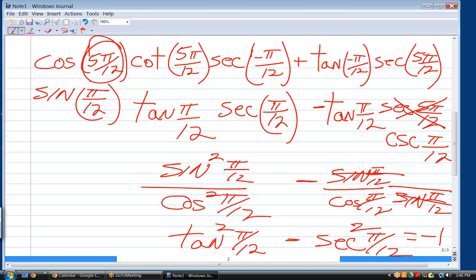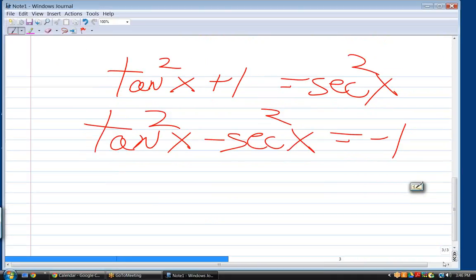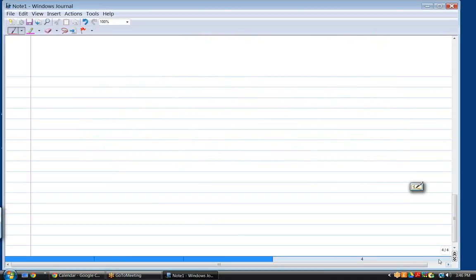No, not on these. Okay. It's possible that the final answer was tangent squared of pi over 12 minus secant of pi over 12. Okay. Just kind of doubt it. Let's do another one, and I'll bet anything it comes out to be either 1 or minus 1.